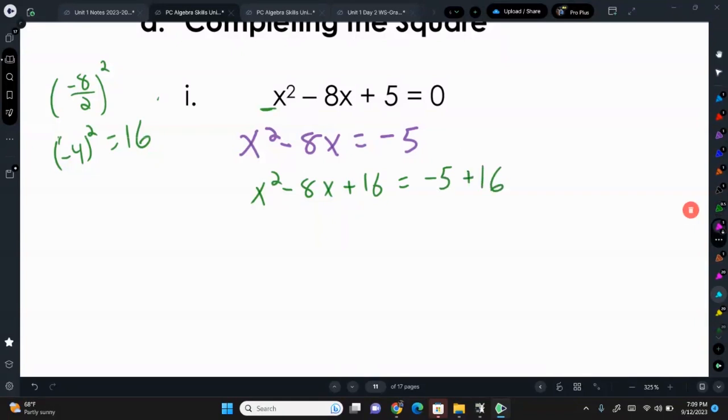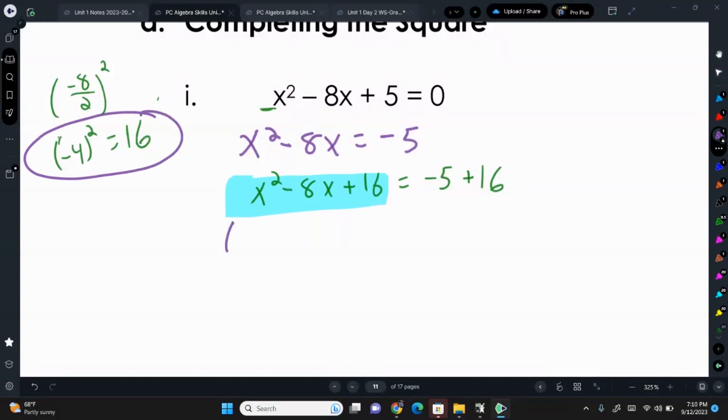Now you're going to be able to factor this into a perfect square trinomial. And the reason why I wrote out this step over here is that when you factor this, it's always going to use this number squared. I mean, yes, you can still factor what I highlighted in blue, but you can, again, just look at what we have over there. We did -8 over 2, which gave us -4. So it's going to be x minus 4 quantity squared equals 11.